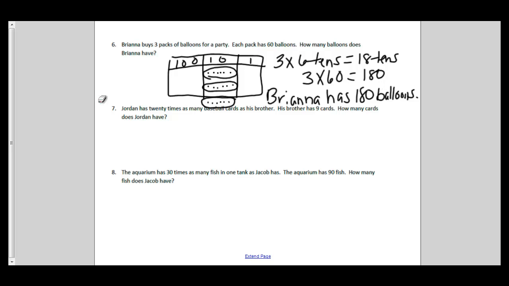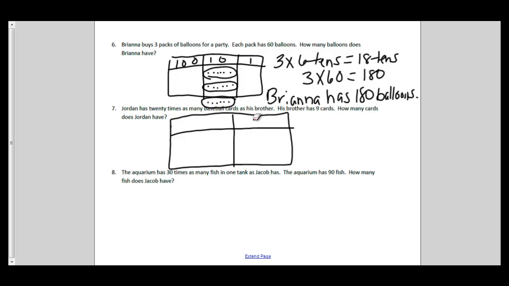All right, so let's read it. Jordan has 20 times as many baseball cards as her brother. Or excuse me, his brother. His brother has 9 cards. So let's see. So we're going to draw a picture here. Right, so I've got 20 and I have 9. So this really could just have tens and ones.